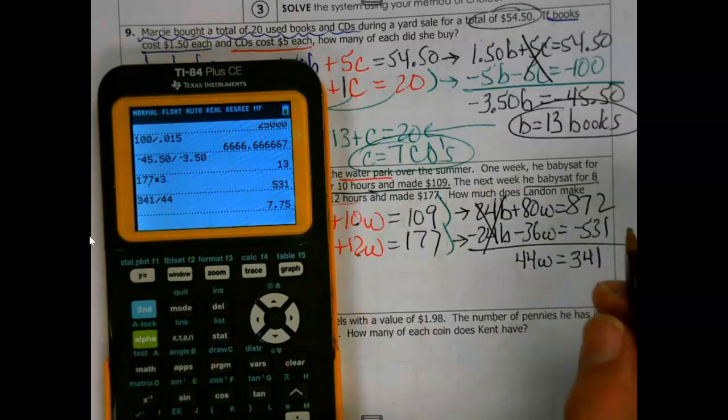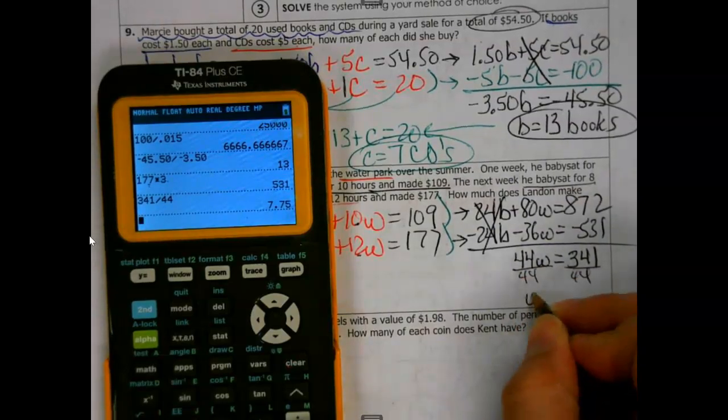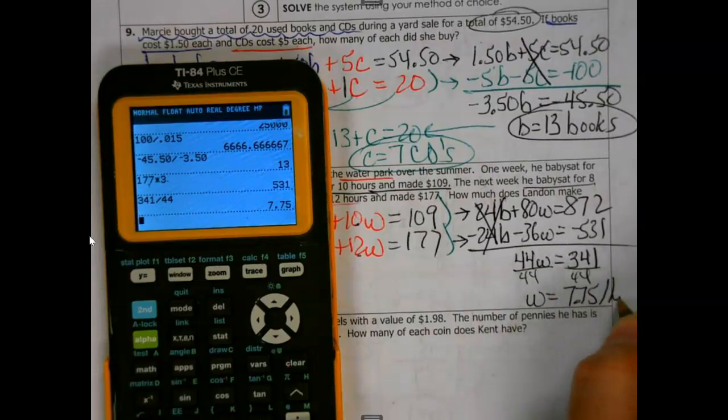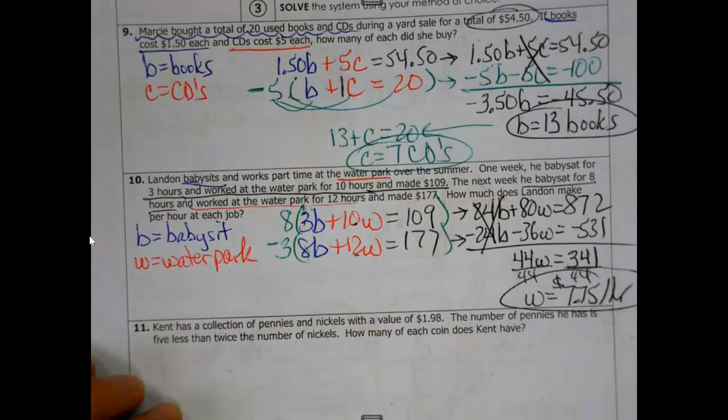Uh-oh, Hardy, we got a decimal. What did we do wrong? We didn't do anything wrong. We're talking about money. You can get cents. So at the water park, Landon was making $7.75 an hour. Oh, Landon.